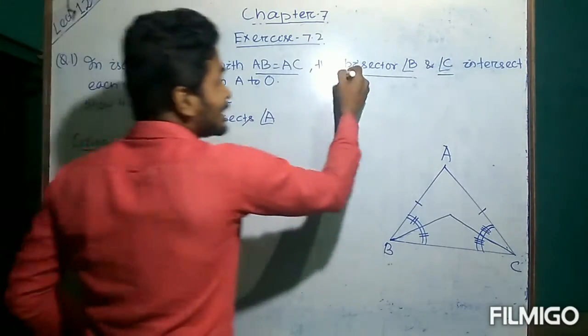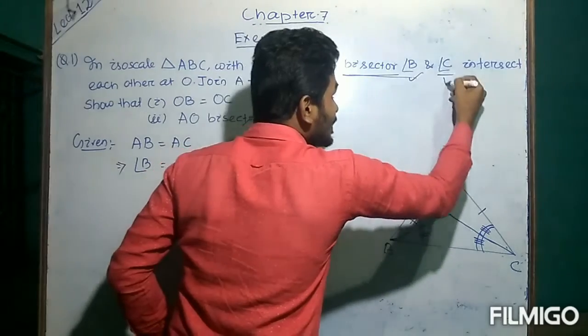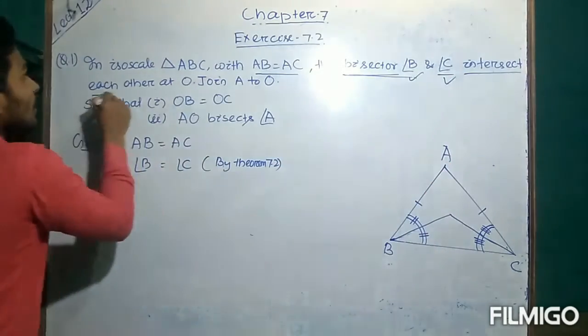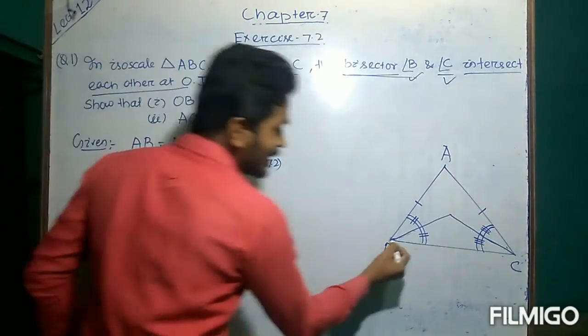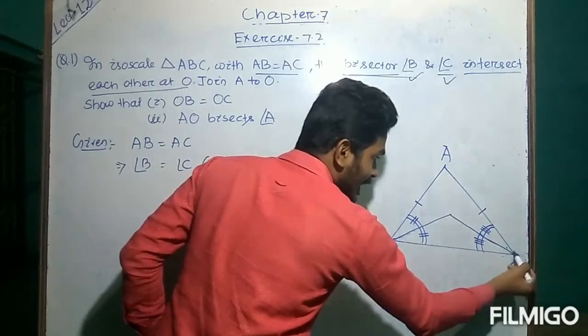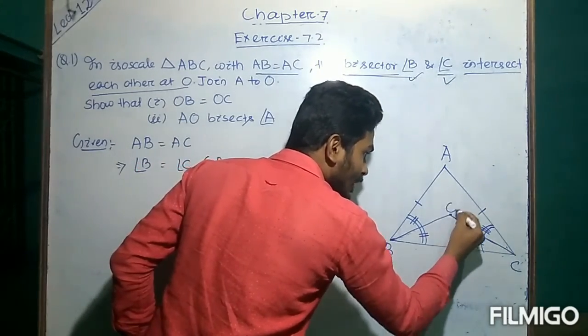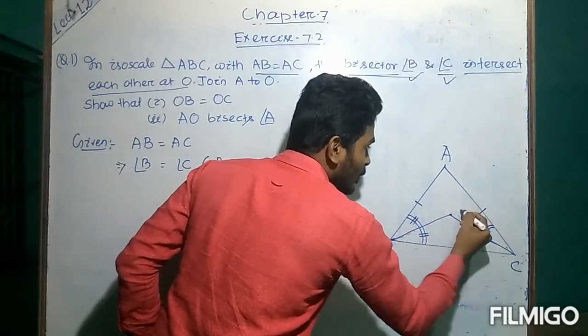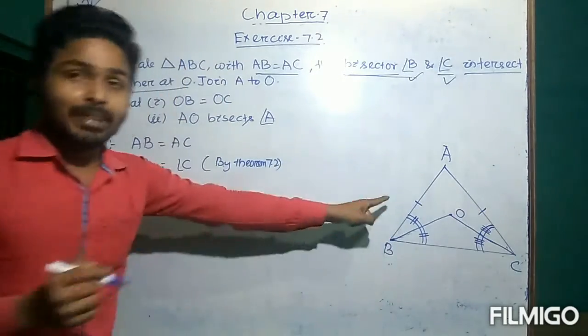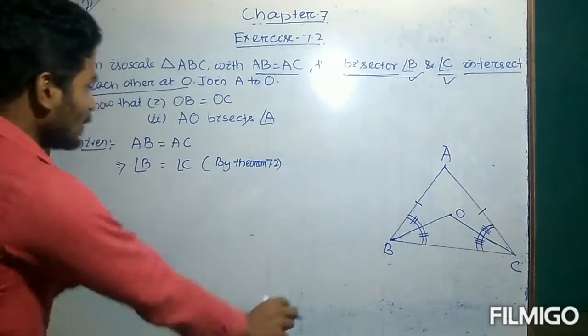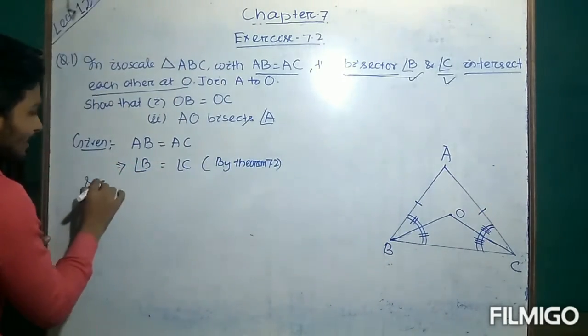Then both the angle bisector of B and the angle bisector of C intersect each other at O. You can see this is the angle bisector of B, this is the angle bisector of C. Now both the bisectors meet each other at a point O. This is given.